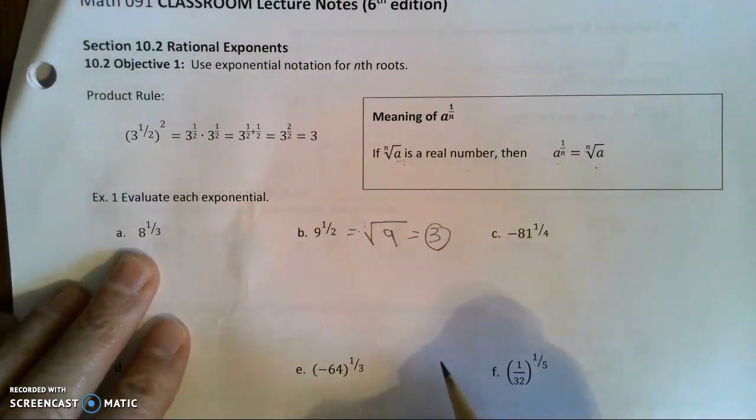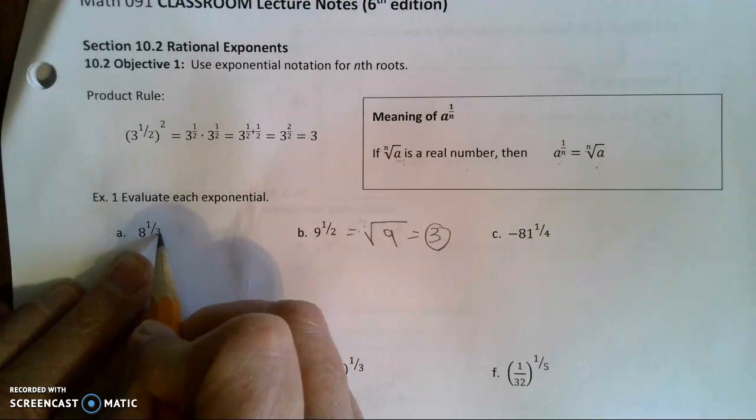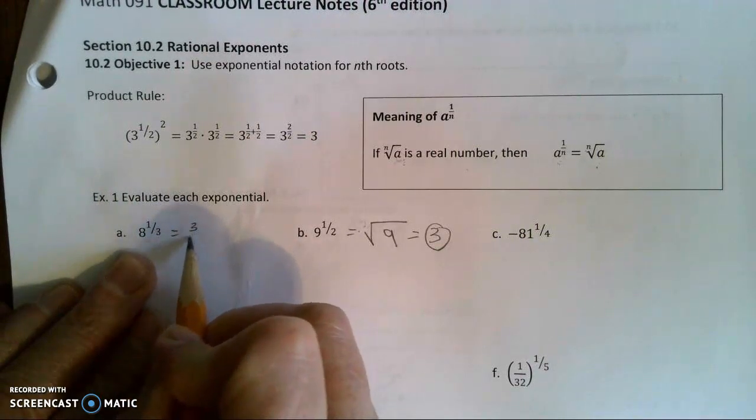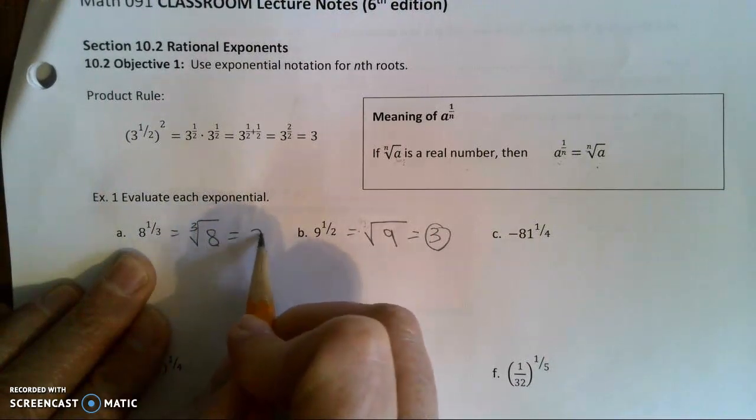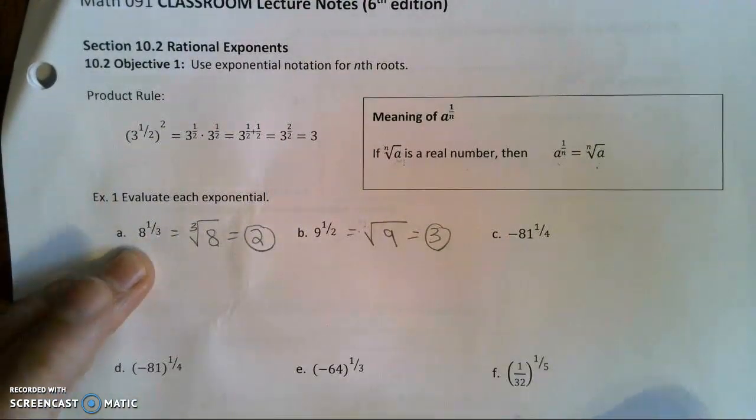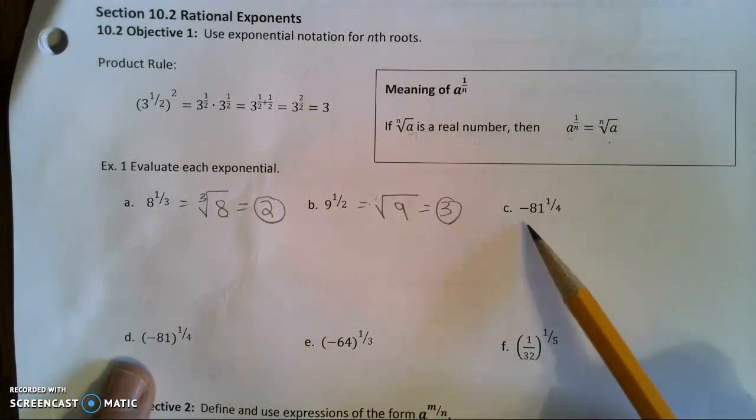Okay, let's go to this one over here now. The index is 3, so this is the cube root of 8, and the cube root of 8 is actually equal to 2.